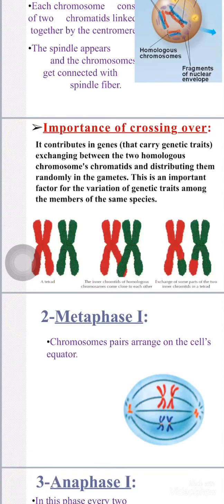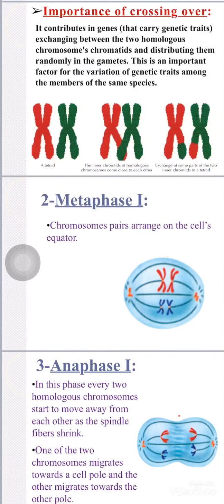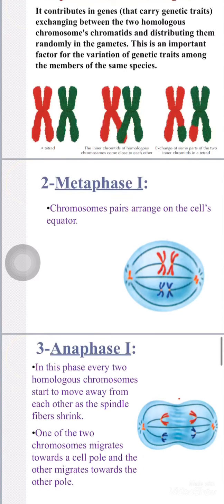This is an important factor for the variation of genetic traits among the members of the same species. As I said when I was talking about the crossing over, this is why you are different from your brother or your sister. Let's now go to the next stage, which is the metaphase. In metaphase, M is middle. Yes, the chromosomes are arranged in the equator of the cell, or in the middle of the cell.